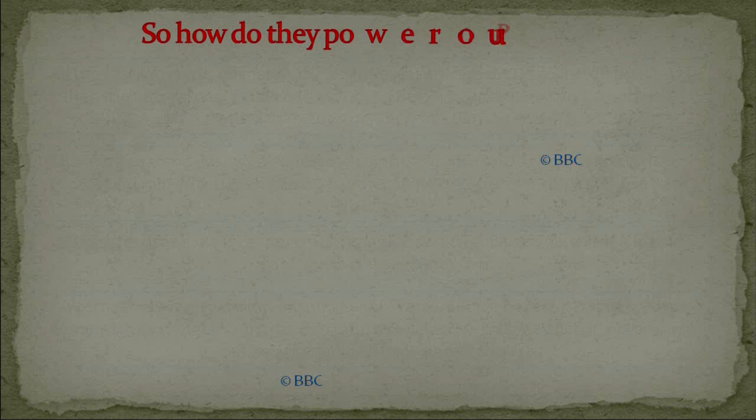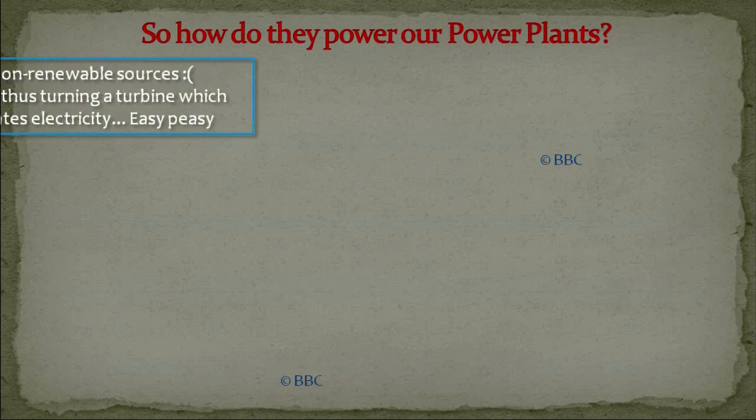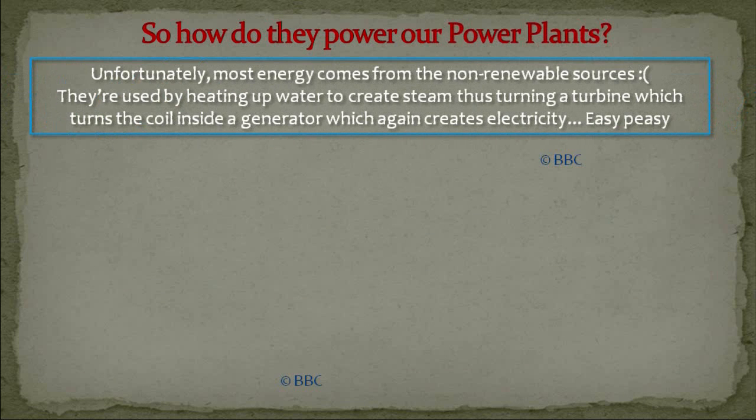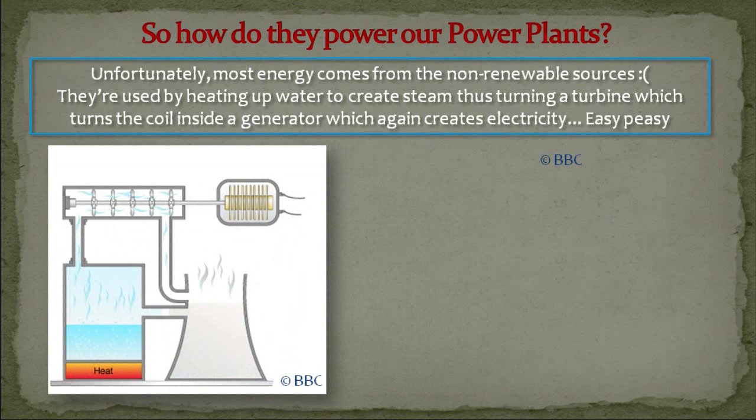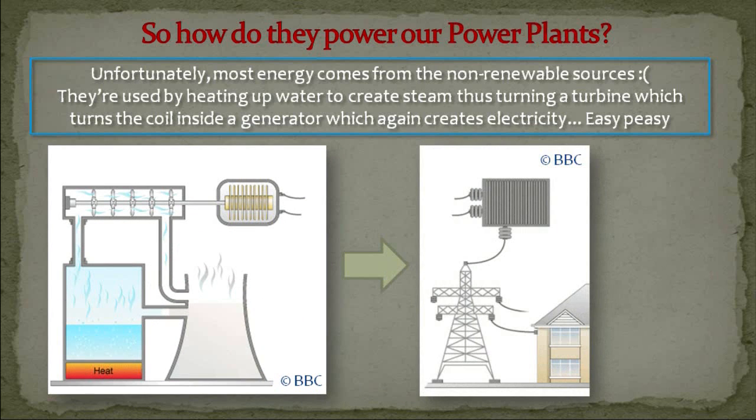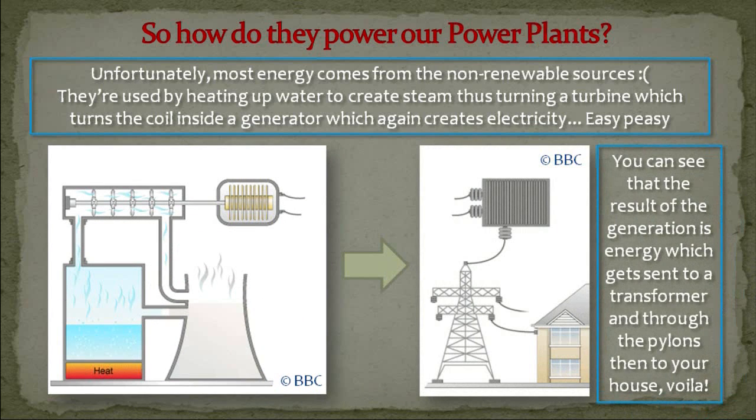So, how do they power our power plants? Unfortunately, most energy comes from non-renewable energy sources. They are used by heating up water to create steam, thus turning a turbine, which turns the coil inside a generator, which again creates electricity. You can see that the result of the generation is energy which gets sent to a transformer and through the pylons, then to your house. Voila!